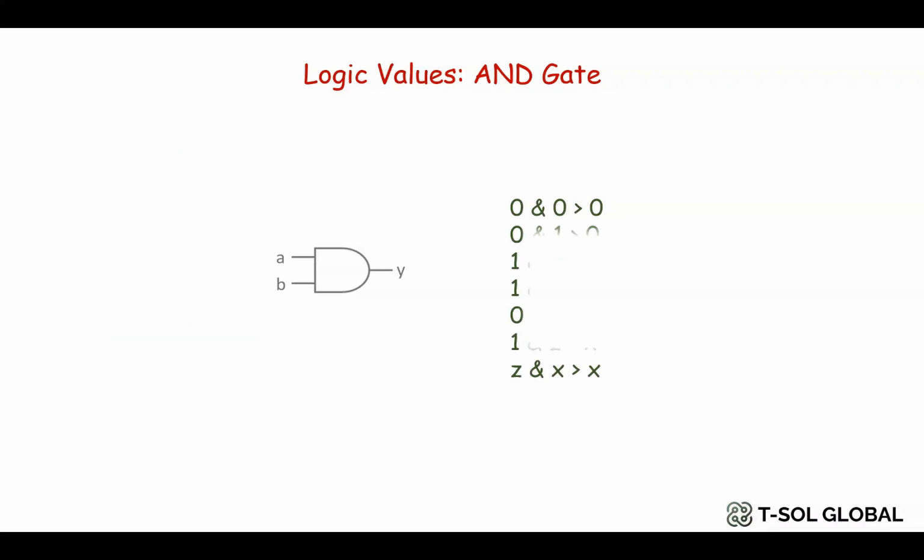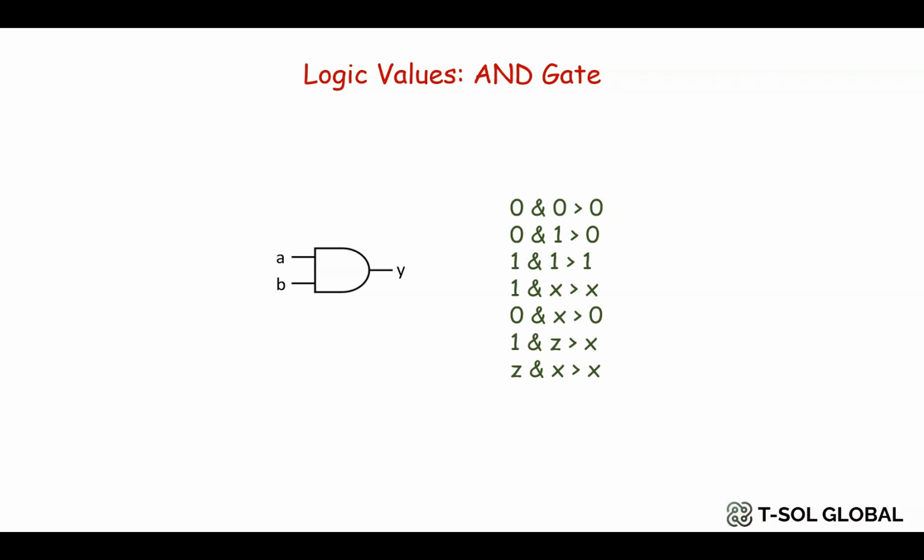Now here we have an example of an AND gate with unknown and high impedance inputs. If we have the normal logic inputs like 0 and 0, then we know the AND gate output will be 0. If it's 0 and 1, then it will be 0. If it's 1 and 1, then it will be 1. But if we have a 1 and an unknown, then the output will be unknown. Similarly, if we have a 0 and X, then the output will be 0 for an AND gate, because in AND gates, if one input is 0, the output will always be 0.